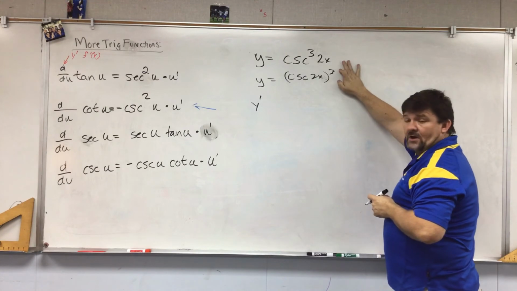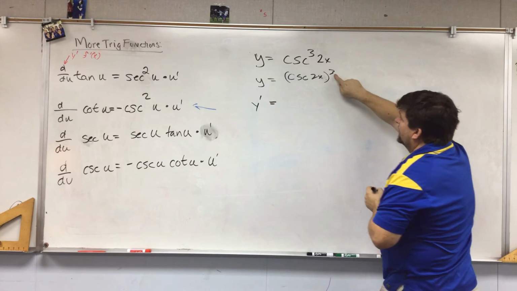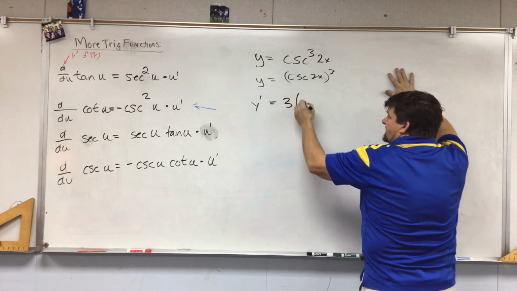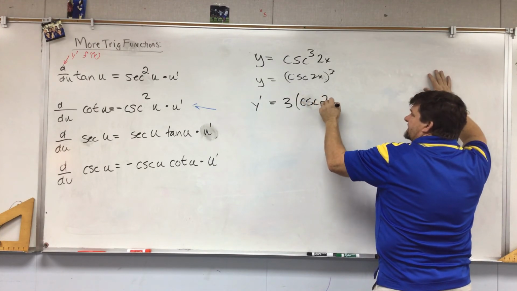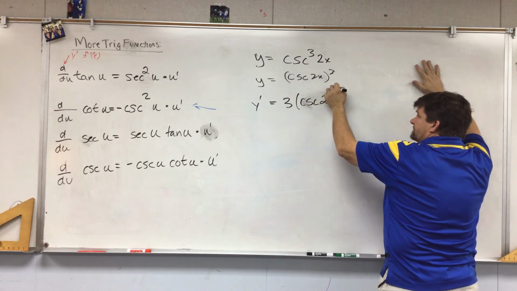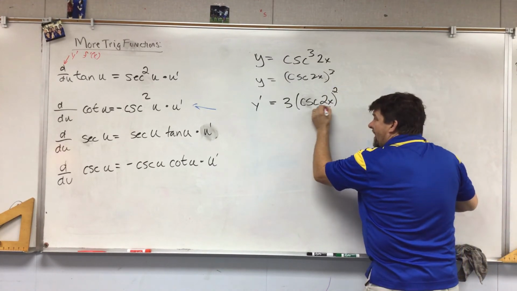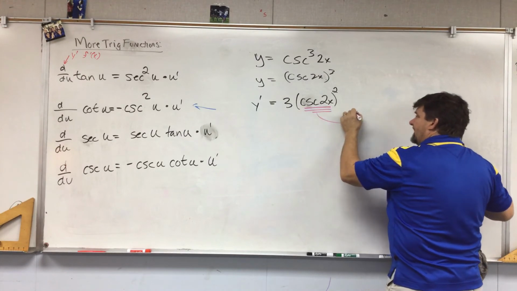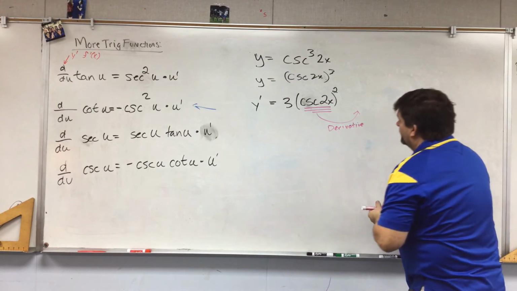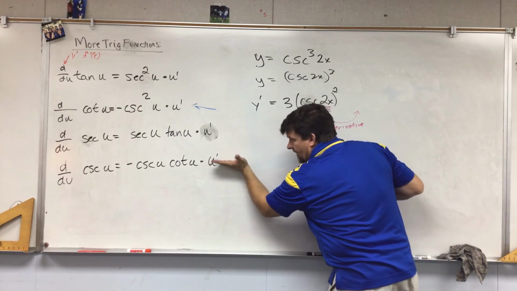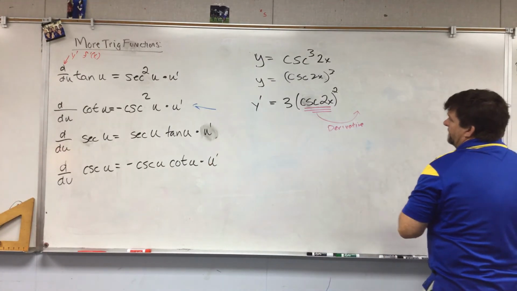Inside, with the large exponent, we are going to do our chain rule. 3 goes to the front. I keep what's inside. I keep always writing the wrong one. Cosecant 2x, subtract 1. Now, here we go again. Now I have to take the derivative of the inside. The derivative of the inside leads us to our trig function and our trig derivative.